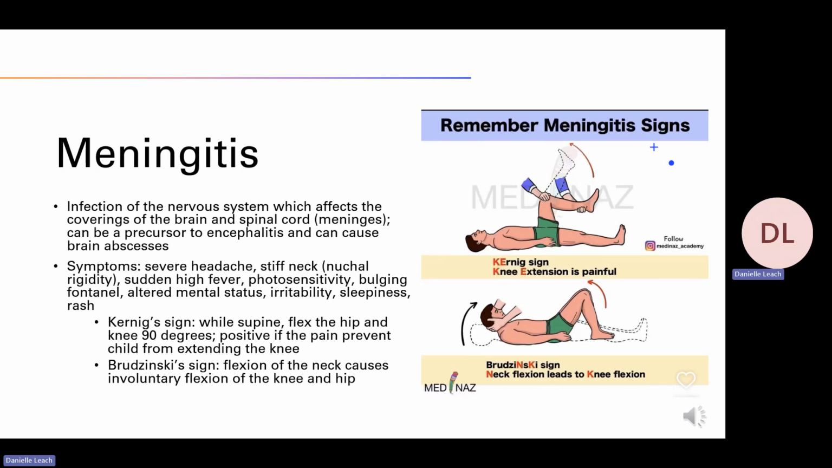There are two different tests that the provider could do to test for meningitis. One is Koenig's sign. With Koenig's sign, you have the patient flat on their back. You flex their hip up, and then when you try to extend the knee 90 degrees, they have severe pain. Then there's Brudzinski's sign. Brudzinski's sign is when you flex the neck, basically moving their chin towards their chest. It causes them to involuntarily move their knees and hips. So they involuntarily flex their knees up.